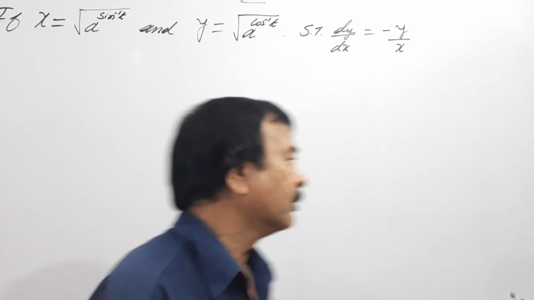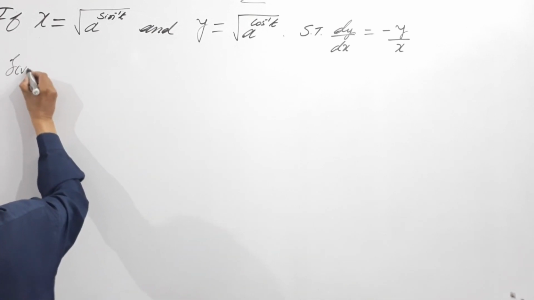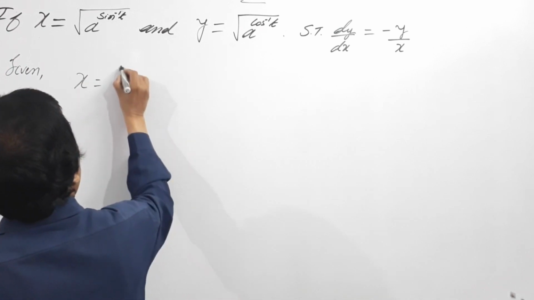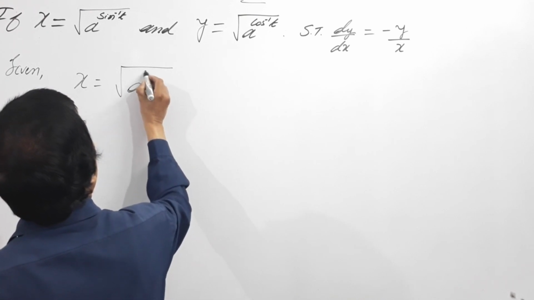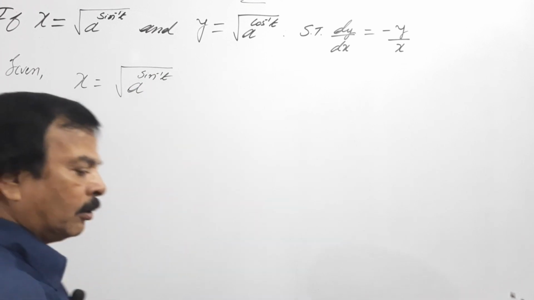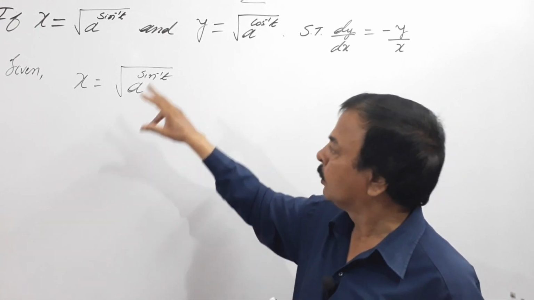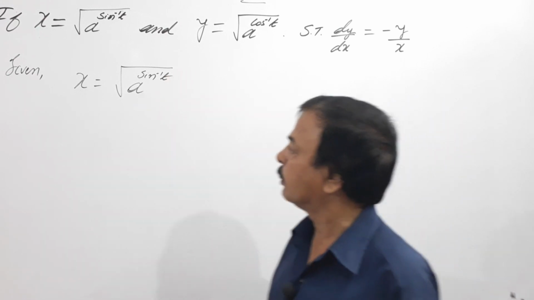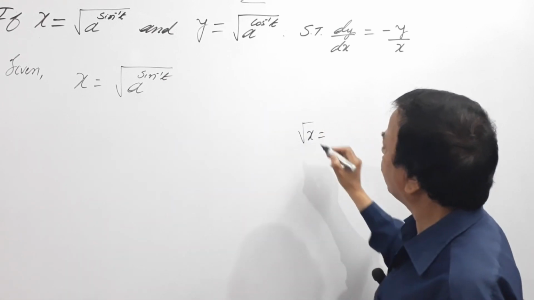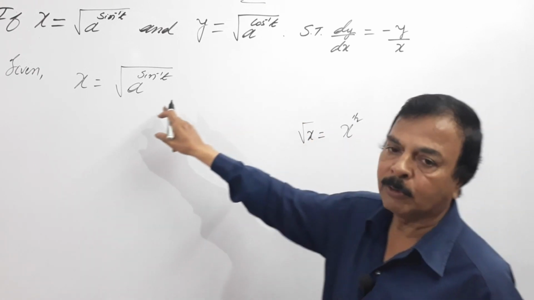Let's do it. So students, here he has given x equals under the root a to the power of sine inverse t. So what is the best way to tackle this problem? You take it to the power of half. I will tell you how. See, what is root x? Nothing but square root of x is nothing but x to the power of half. So I will use this concept to solve this problem.